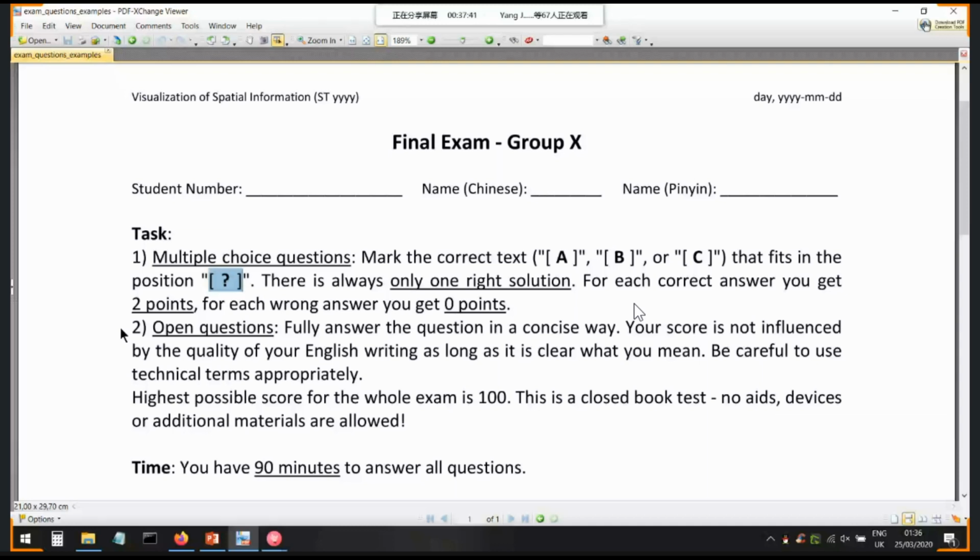You should fully answer the question in a concise way. Concise means you should write what is relevant, what's important, and not too much text that is not important or not related to the question. Your score is not influenced by the quality of your English writing, as long as it is clear what you mean. If I cannot understand what you are writing about, then it's of course difficult for me.